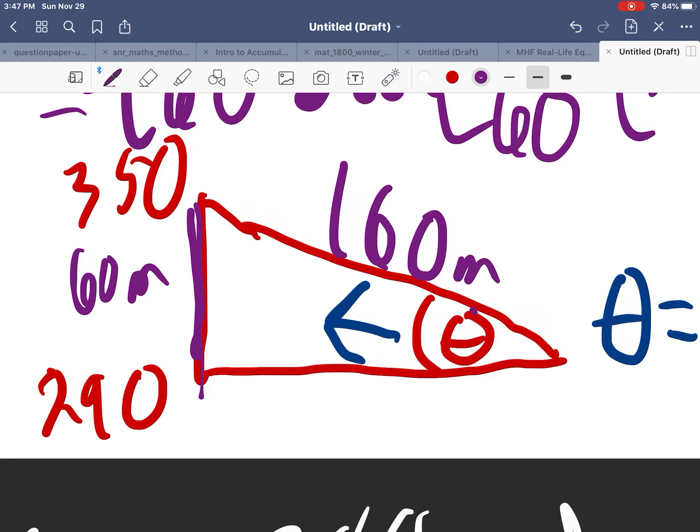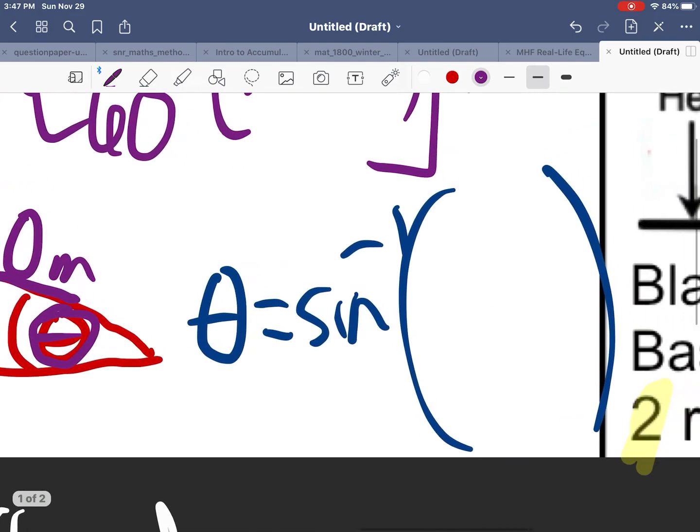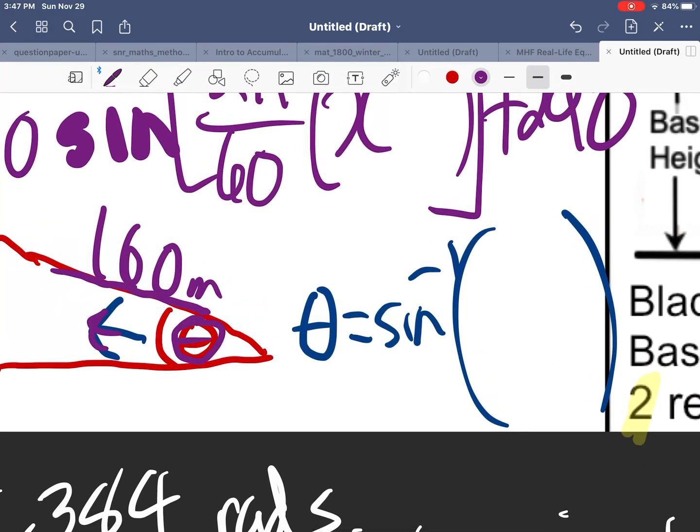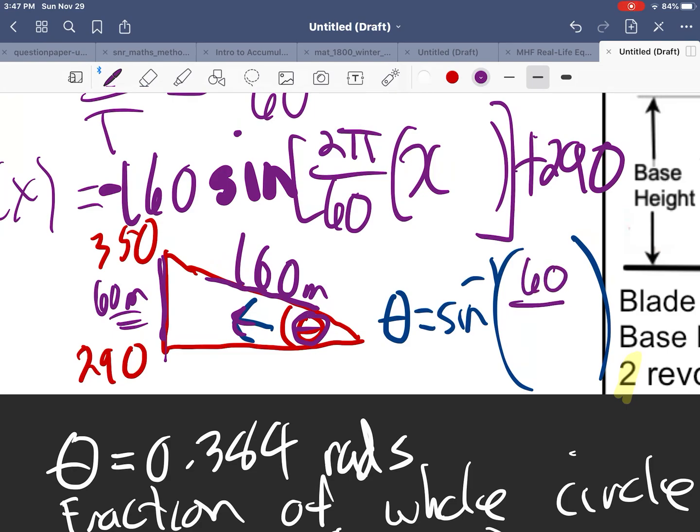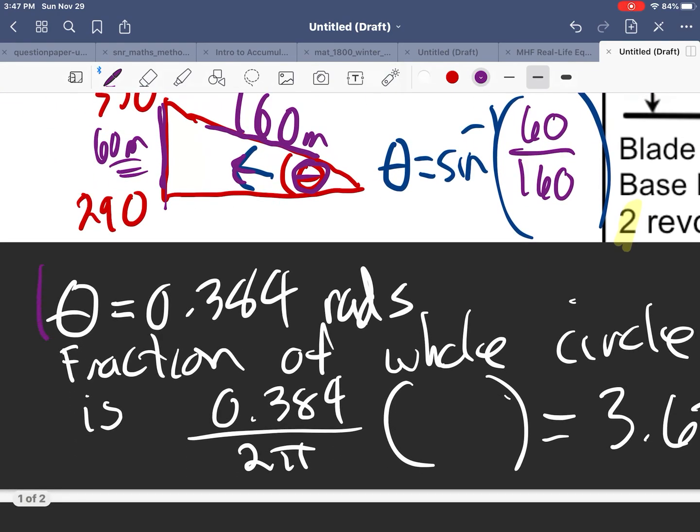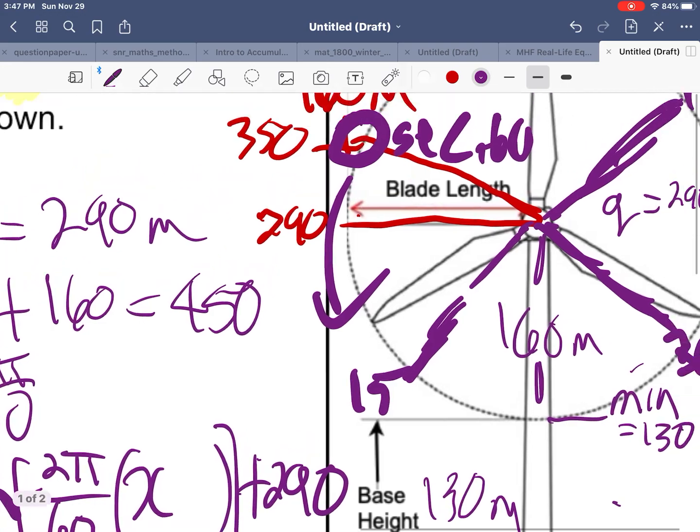Okay, so if I want to figure out what this angle is here, I am going to use sine, which is opposite over hypotenuse. Opposite divided by hypotenuse, and I'm going to figure out that angle. Now that angle is actually going to be in radians. So it's going to be sine inverse of 60 over 160, and that's going to tell me the angle in radians. If I do that, I end up with 0.384 radians.